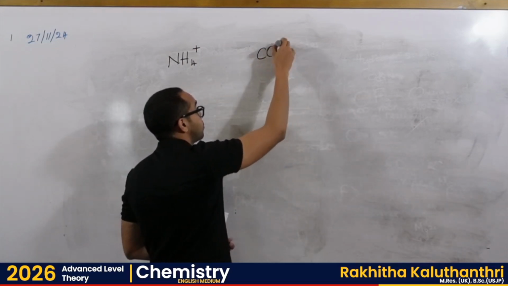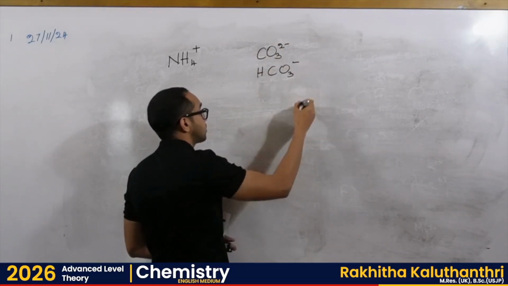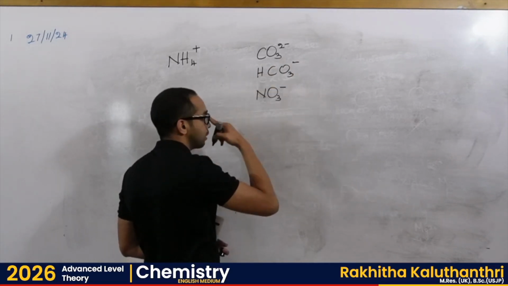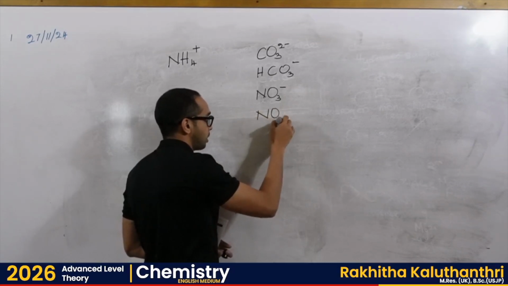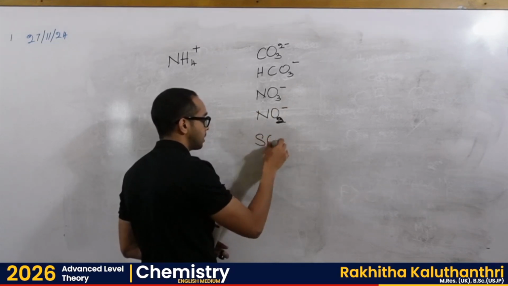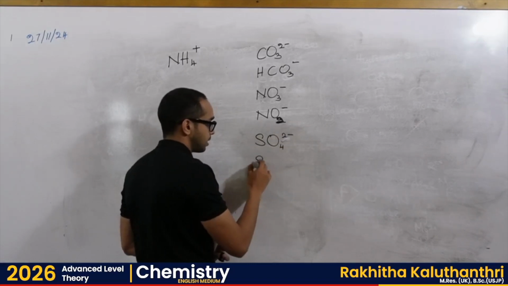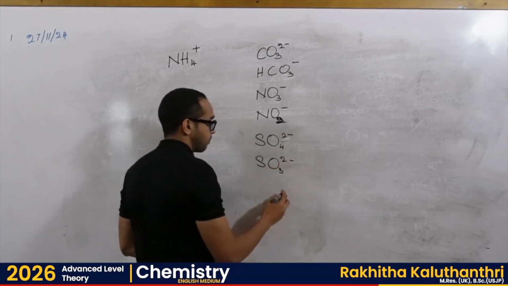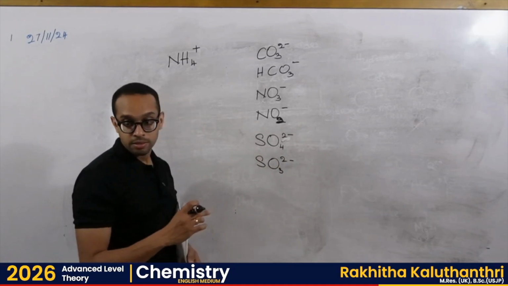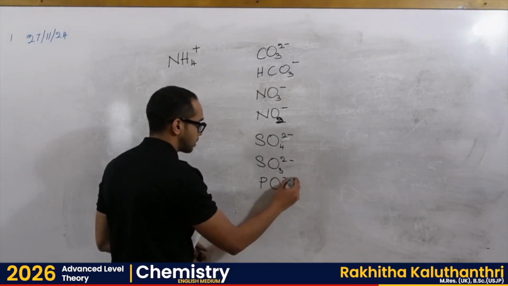carbonate, CO3 2 minus, and bicarbonate or hydrogen carbonate. We have nitrate, NO3 1 minus. We have nitrite, actually NO2 1 minus. We have sulfate, SO4 2 minus. We have sulfite, SO3 2 minus. We have phosphate, PO4 3 minus, and so on. You need to know these ions: phosphate, hydrogen phosphate, dihydrogen phosphate. So you need to know these names.